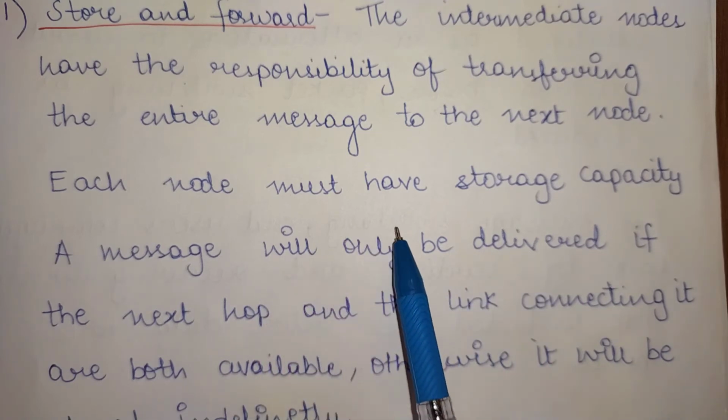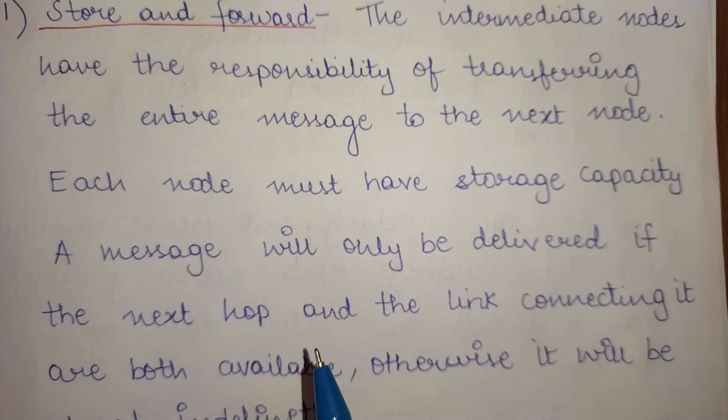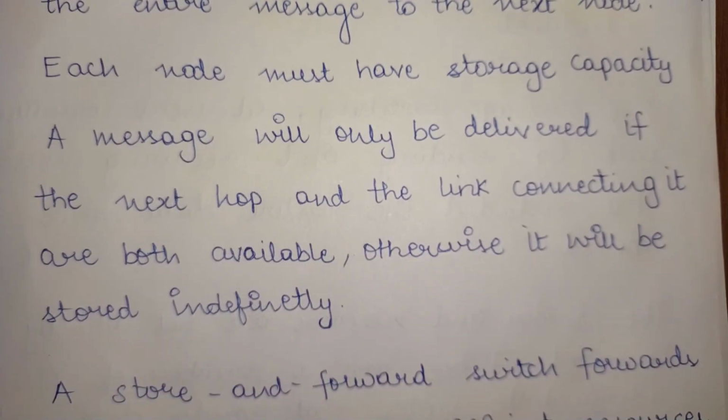So each node must have a storage capacity. When an intermediate node receives the message, it will store it for some amount of time. It will see if there is an outgoing line, and if that line is free, only then that packet or that message will be forwarded. Until the intermediate node forwards the data packet, it will store it. So what does that mean?